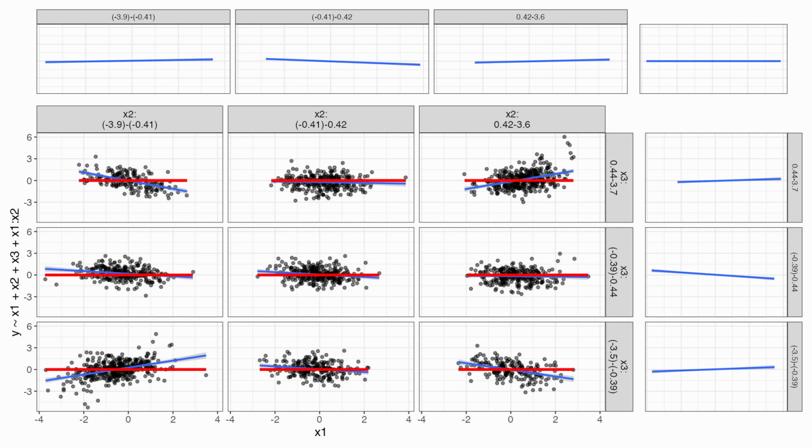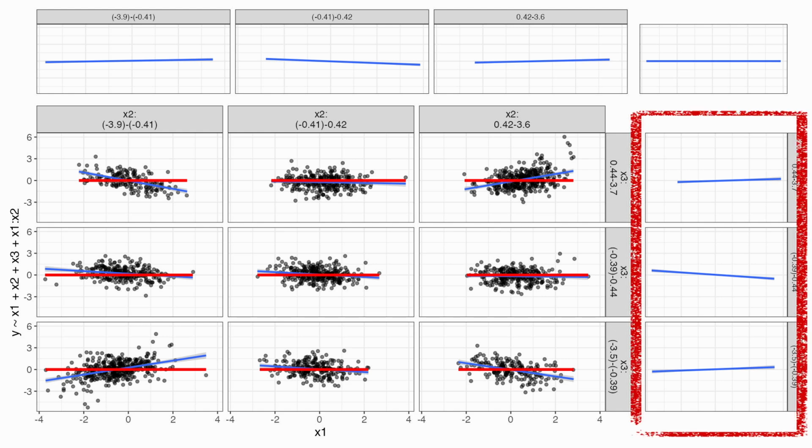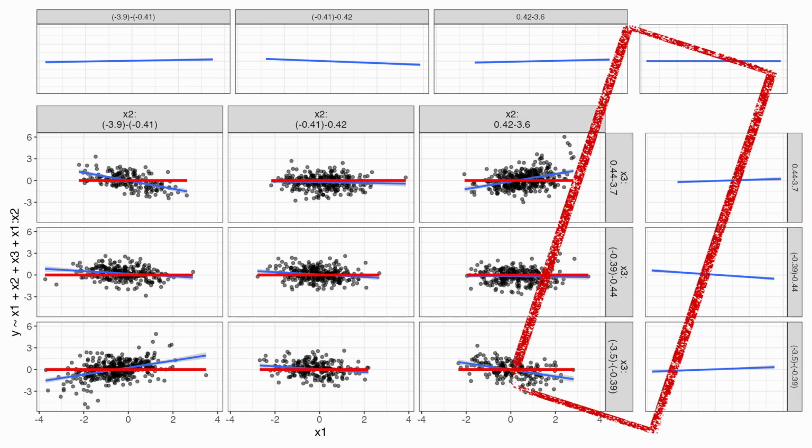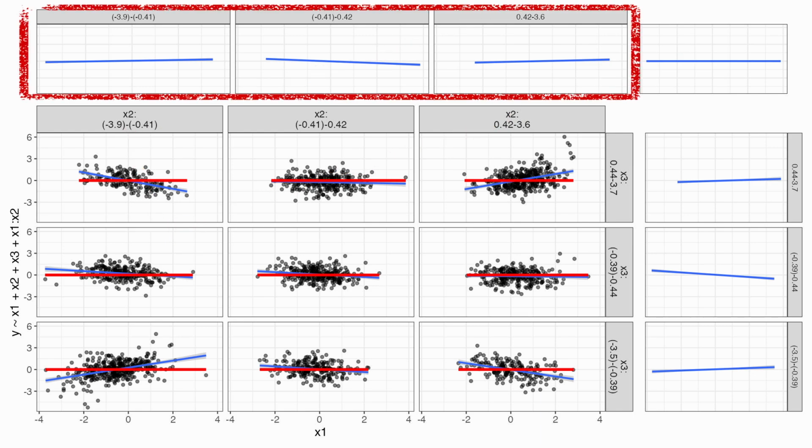So if we try to see if x1 interacts with x3, well, no, all those slopes are pretty parallel. Does x1 interact with x2? Well, no, all those slopes are pretty parallel. These off-axis panels don't really help us that much. And we wouldn't expect them to if there's a three-way interaction, because these panels only tell us what the nature of a two-way interaction is. But we can look at the plot and see that the lines are not parallel.